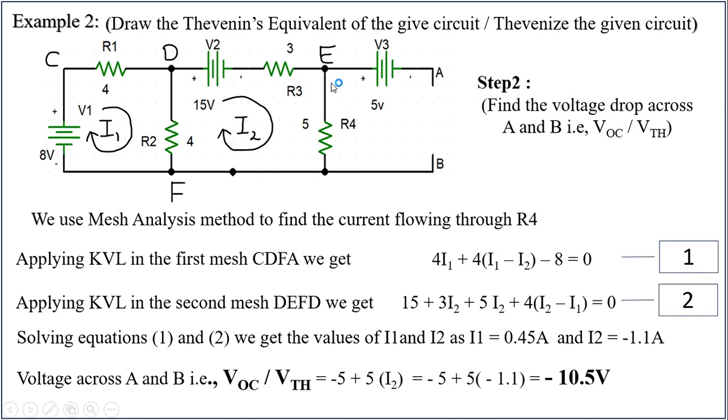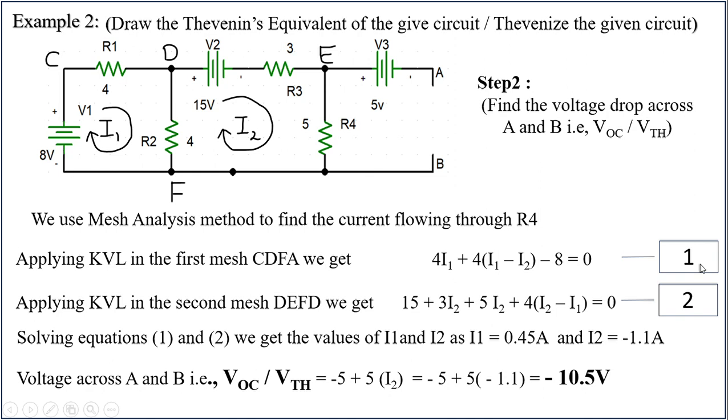To get the open circuit voltage, I need I2. So we use the mesh analysis method to find the current flowing through the R4 resistor. First step in the mesh analysis is we apply KVL in the first mesh, C, D, F, C. So minus 2 plus 4 into I1, 4I1, plus 4 into I1 minus I2, minus 8 is equal to 0.